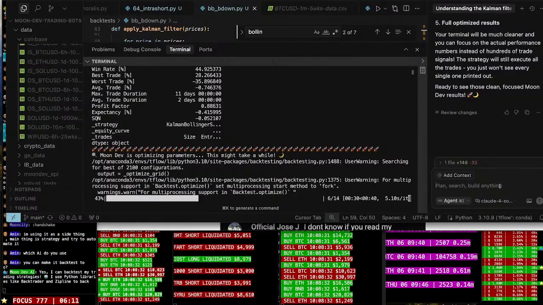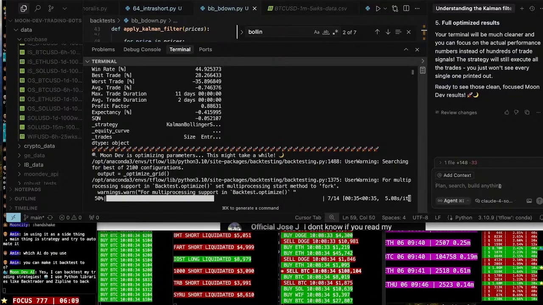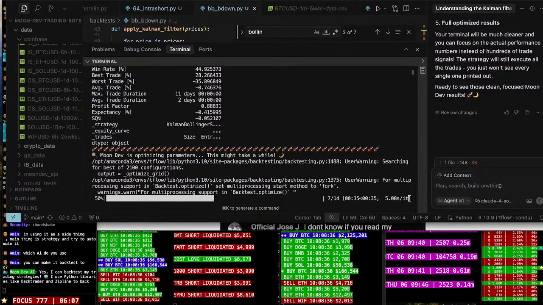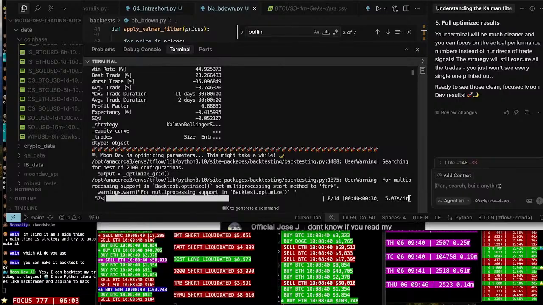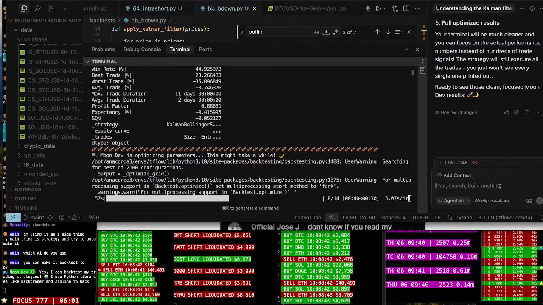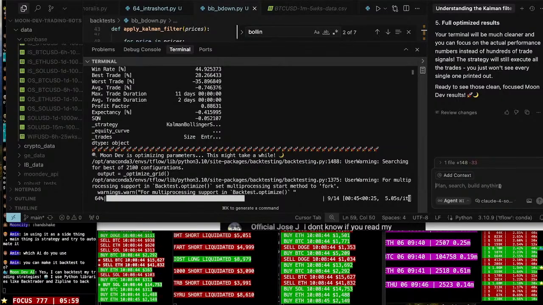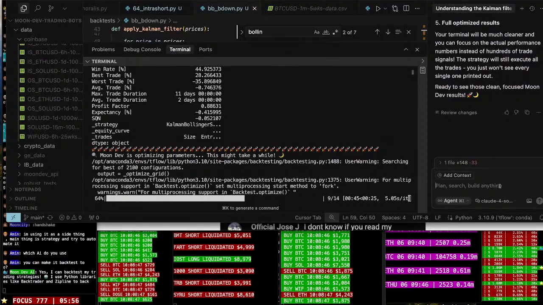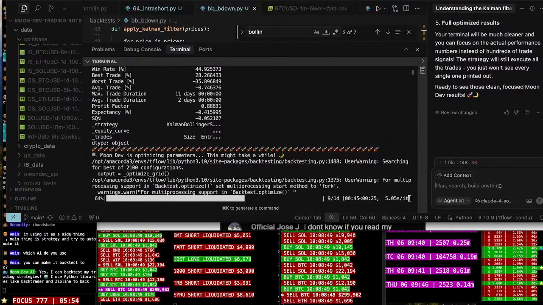Help me generate an idea to use the Kalman filter for a short only strategy. And then let's go ahead and give me your top 3 ideas, and then I will decide which one we want to go ahead and build.